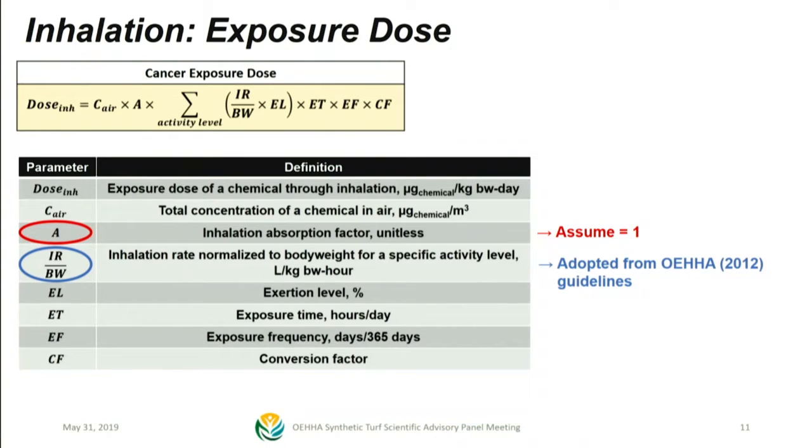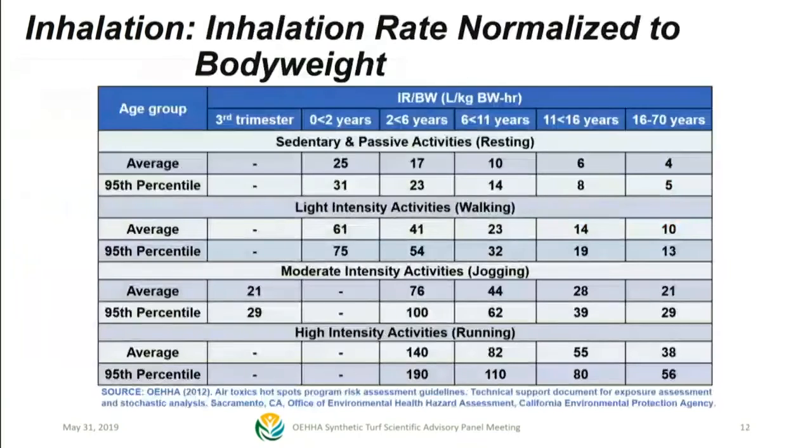The values for the inhalation rate normalized to body weight are adopted from OEHHA guidelines. Those values are presented here as they are found in the guidelines. These rates are calculated in consideration that different levels of activity will require different levels of energy expenditure and will thus affect the inhalation rate. We recognize that field users may engage in various levels of activity. Athletes may engage in activities that involve resting or standing, light activities such as walking, moderate activities such as jogging, and high activities such as running. Coaches and referees are anticipated to engage in resting, light, and moderate activities, while bystanders are anticipated to engage in resting and light activities. And just a note, the age groups presented here are unique to this pathway based on the availability of the inhalation data. The age groups for the inhalation and dermal will be, we will use our traditional OEHHA age groups.